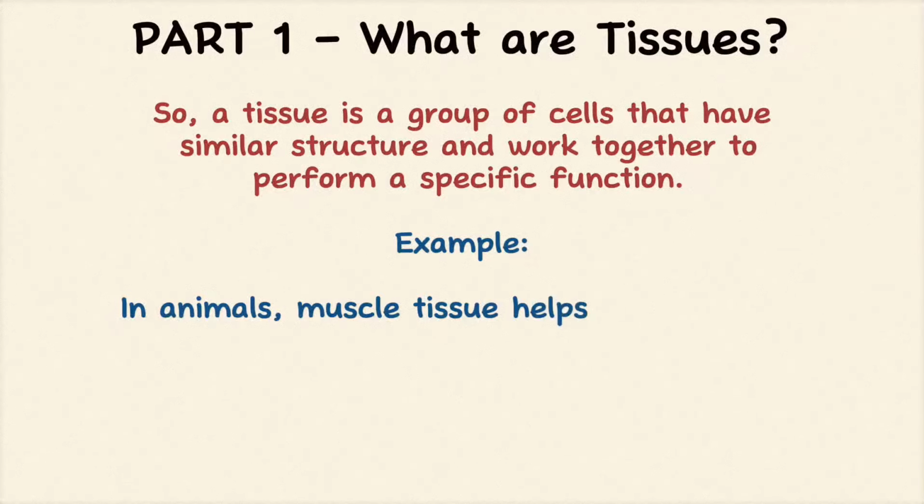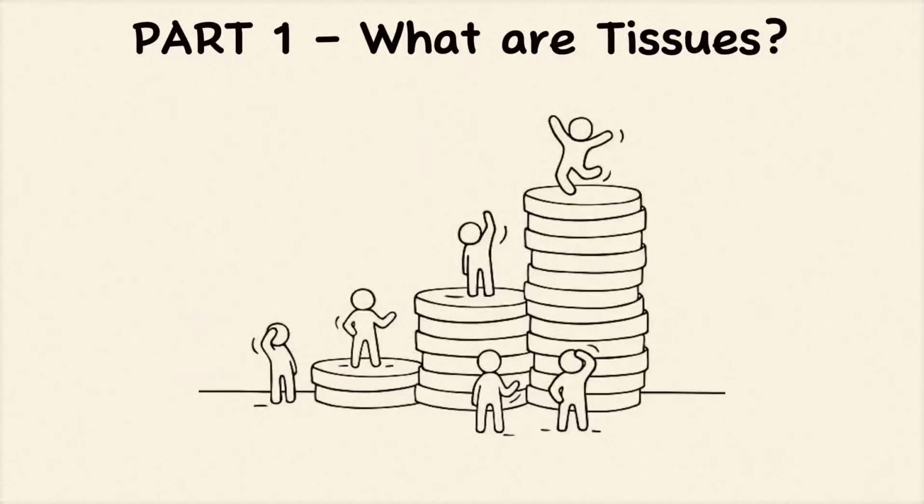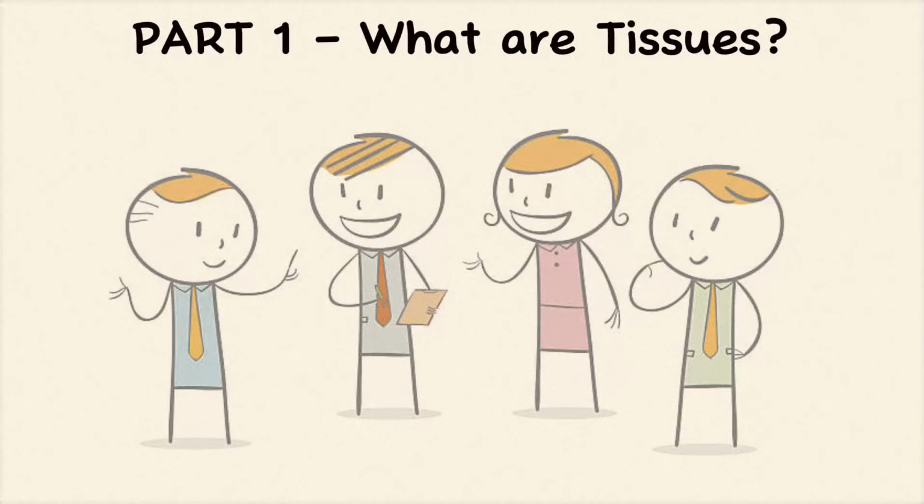For example, in humans, muscle tissue helps in movement. In plants, xylem helps in water transport. You can think of tissues as teams inside your body, each with specialized players doing one main job together.